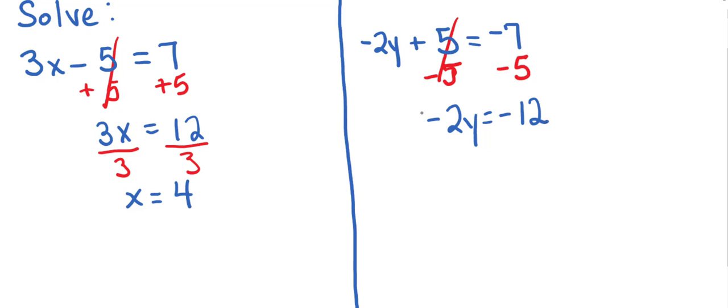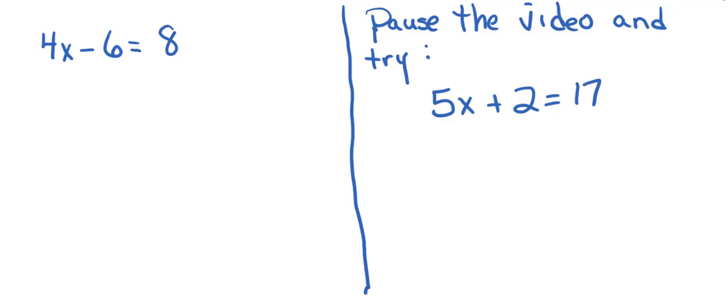Go on the side with the y, and you have to divide by the sign of the coefficient. So we're going to divide by a negative 2. And this gives us y equals positive, because we have division with two negatives, positive 6. Let's have a look at one more problem. I didn't want you to think that they always turn out even.